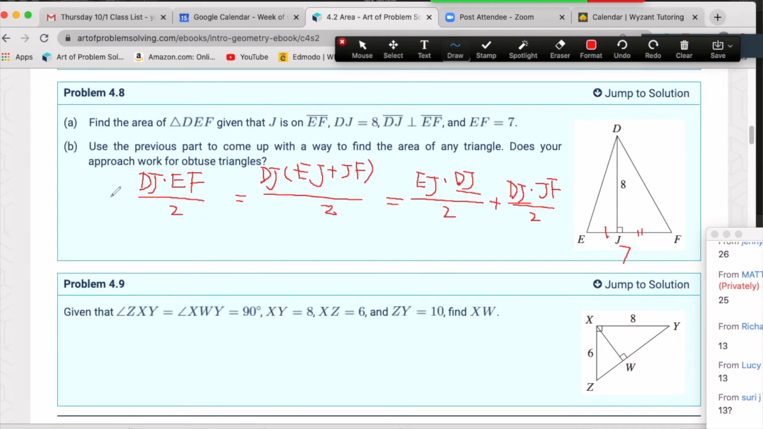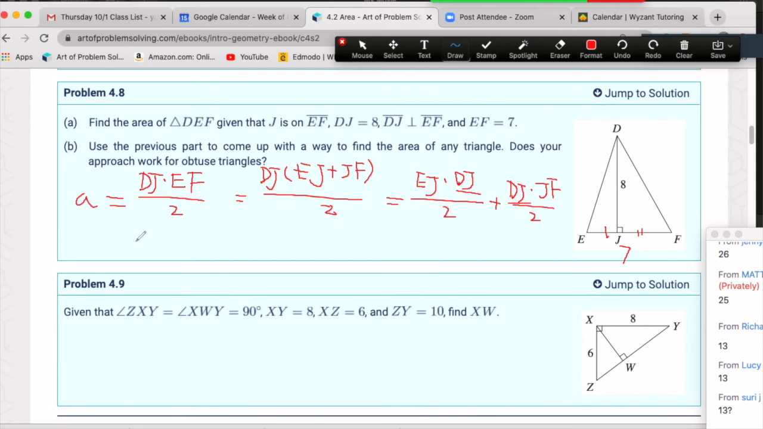Right? So this one gives you the area of this general triangle, because we already know how to calculate the area of a right triangle. For a general triangle, after you draw this line DJ, it separates the triangle into two right triangles. Then we can use the sum of these two right triangles to represent the area of this large general triangle.